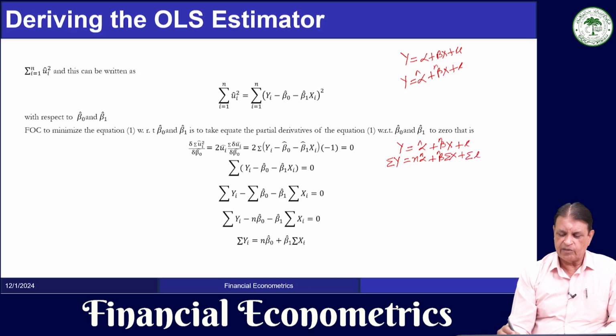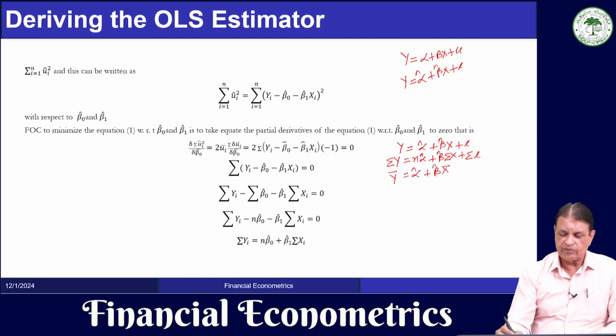Now, summation e will be 0. If you divide all the terms by n, this will become y bar, this will become alpha hat, because all the terms are divided by n. And this will become beta hat x bar.